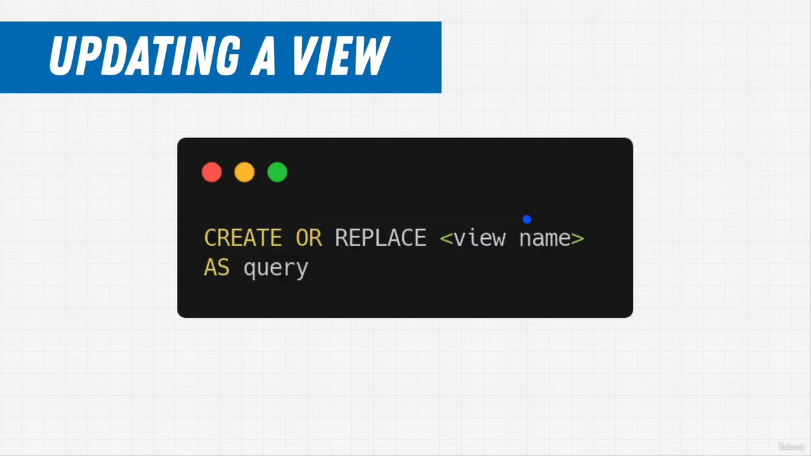Now, updating a view. We saw how to create a view, but how do I update that view if I want to tweak the query a little bit or whatnot? Well, that's where we use the create or replace syntax. And we give it a view name. And if the view name exists, it'll either replace the query if the query you're writing is different, or it will create a completely new one. So that's an easy way to update a view.